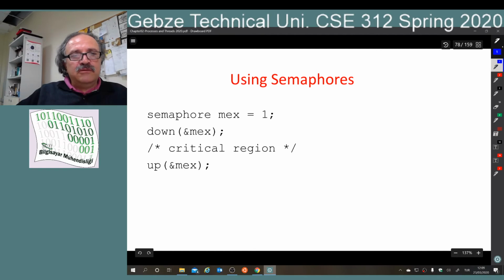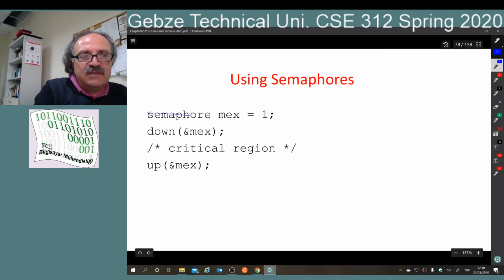So we could use the semaphore as a tool to implement the critical regions. Let's say my semaphore is an integer. Let's say this is an integer.